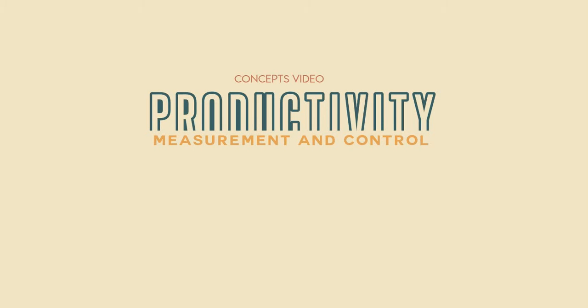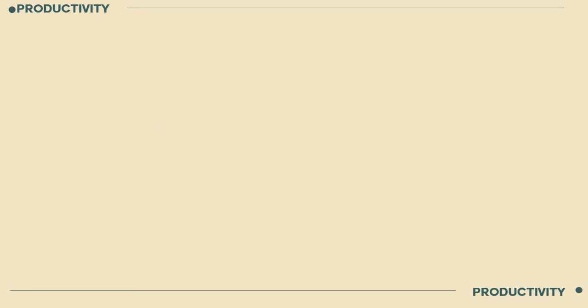Good day. I am back again with another concepts video about our last topic, which is productivity, measurement, and control. So first, let me define to you what is productivity. Productivity is concerned with producing output efficiently and it specifically addresses the relationship of output and inputs used to produce the output.